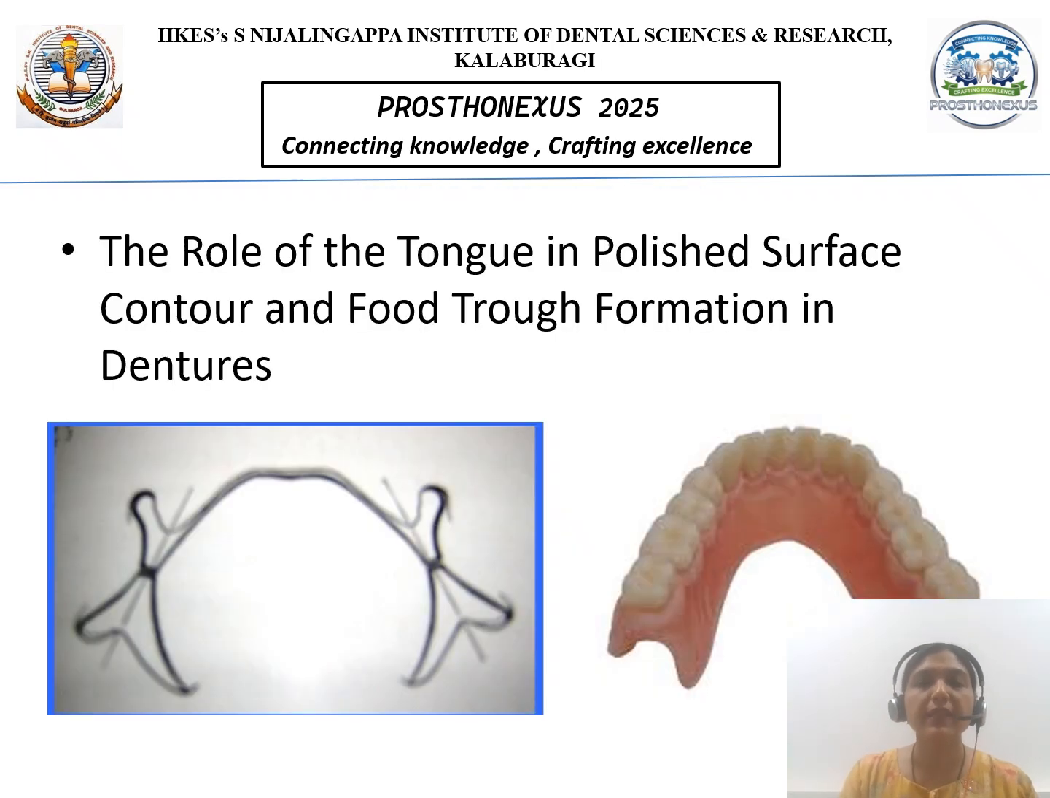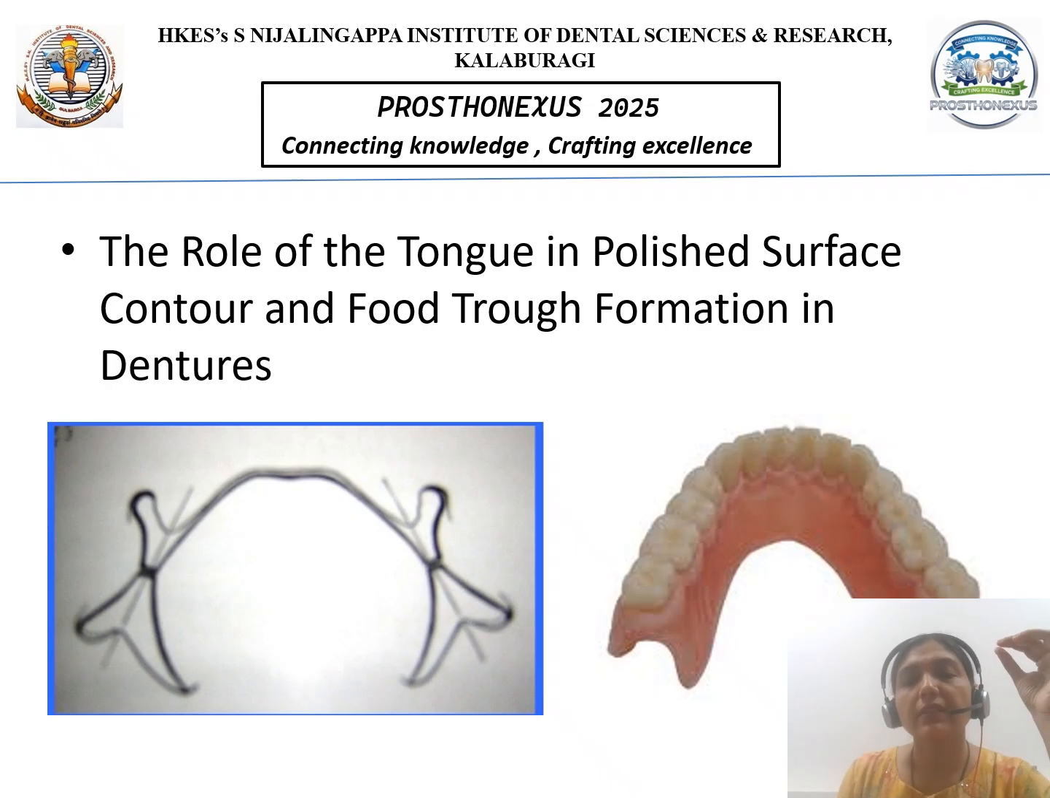So not only that, as you can see here, there is a proper, we say it as a reverse S-shaped curve. That is your alveolar-lingual sulcus, a reverse S-shape. That should be maintained, and how well the design of the denture, because these help, and also the polished surface, because the tongue is a very, very sensitive organ.